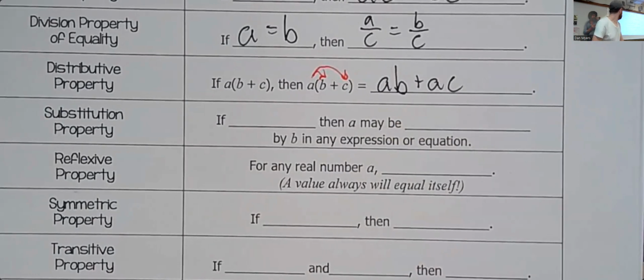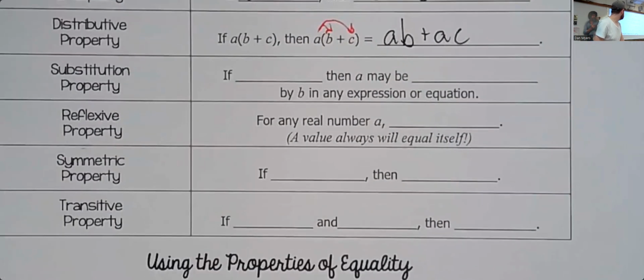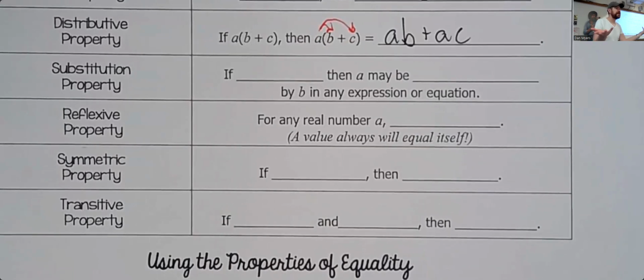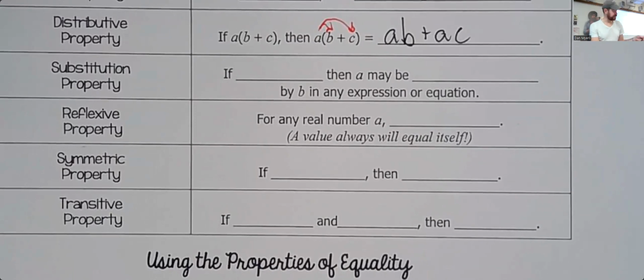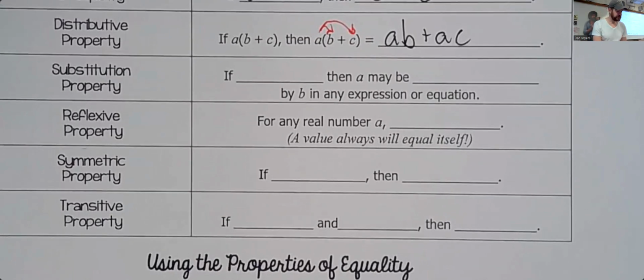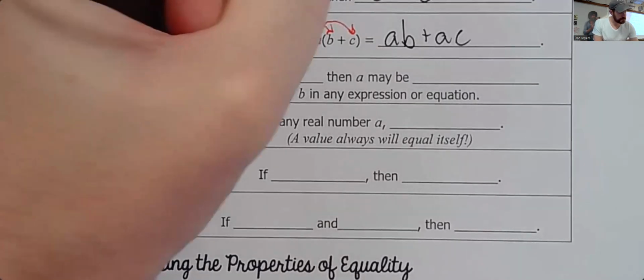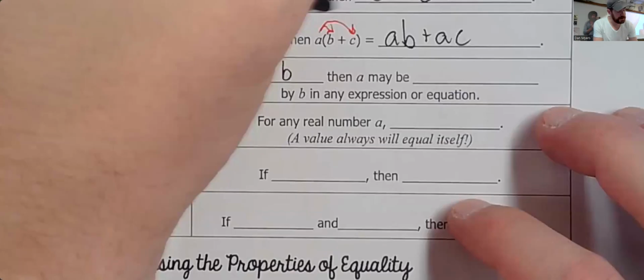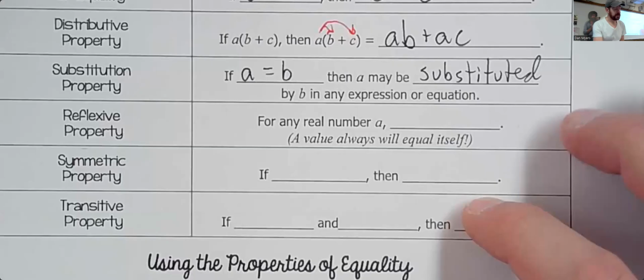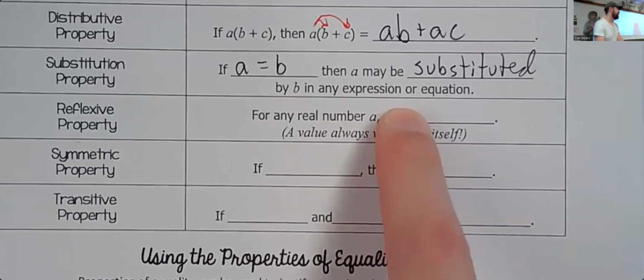All right. What we got so far. The next one is the substitution property. That's when you plug something in for something else. We've been using that a lot, actually, in terms of finding a value of X and then plugging it back into an expression. We've been doing that a whole bunch over these first few weeks. And so the substitution property says, if A equals B, then A may be substituted by B in any expression or equation.